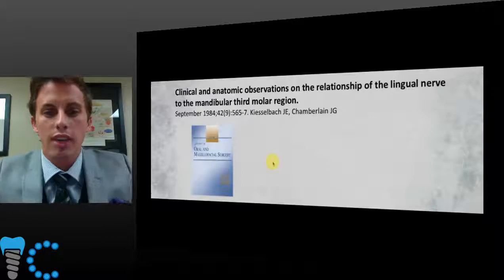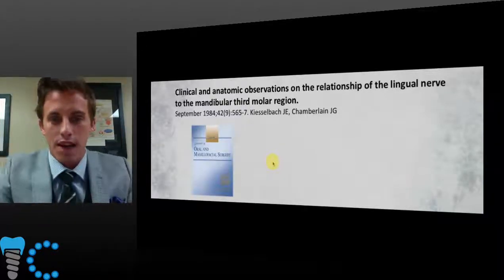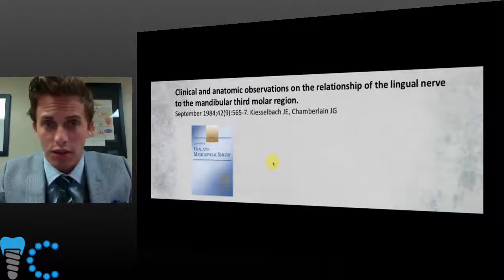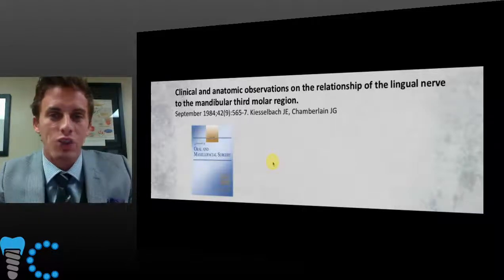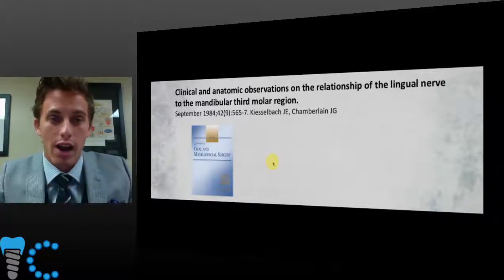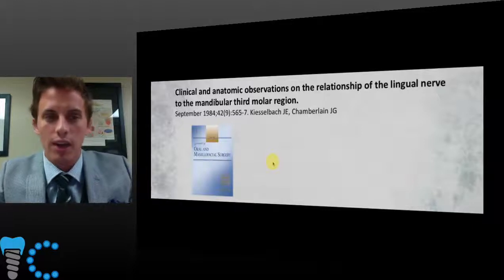This is a famous study done by Dr. Chamberlain and Kasselbach. These are famous names in oral maxillofacial surgery, coming out of the Journal of Oral Maxillofacial Surgery, which is our proud journal. This is looking at the clinical and anatomical observations of the relationship of the lingual nerve to the mandibular third molar region.